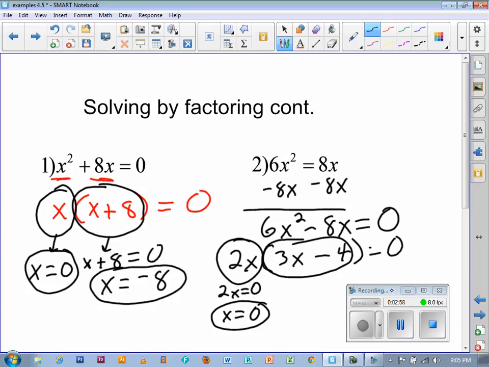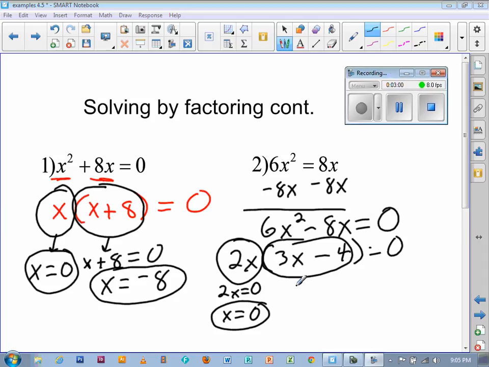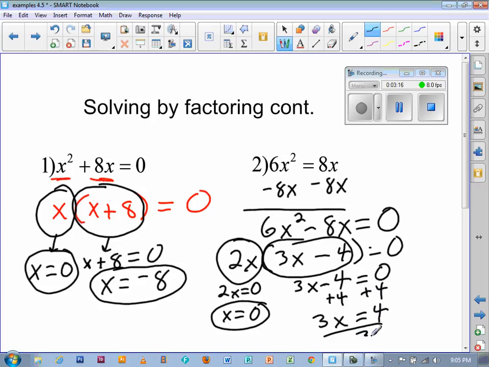This one right here, basically, we should probably set it equal to 0 because it's going to be a fraction and solve. Some of you might be able to do it mentally. Add 4 to both sides. So we get 3x is equal to 4, then divide by 3. You get your other 0 to be 4/3 or 1 1/3. So there is your other 0.